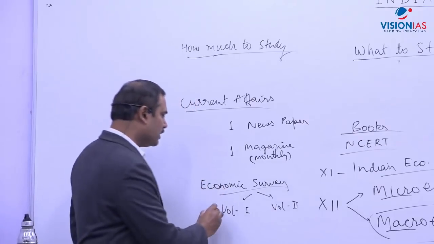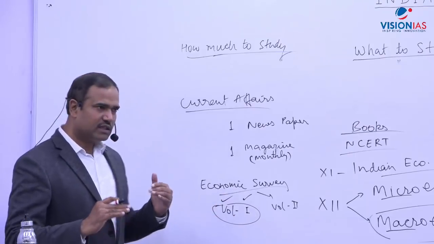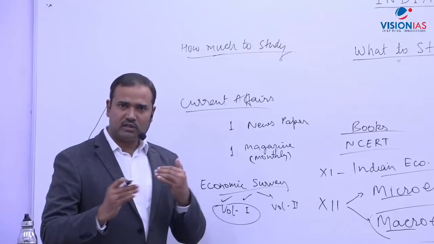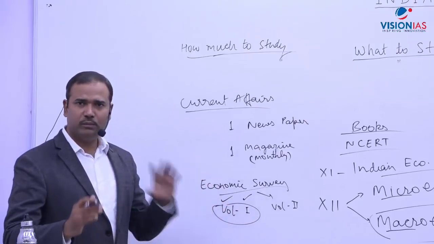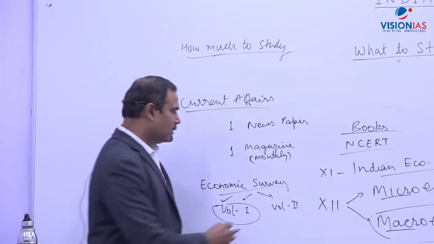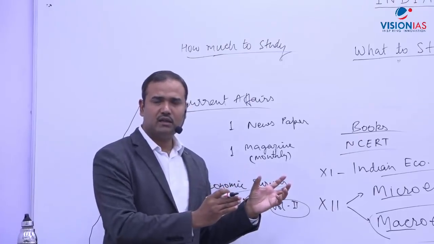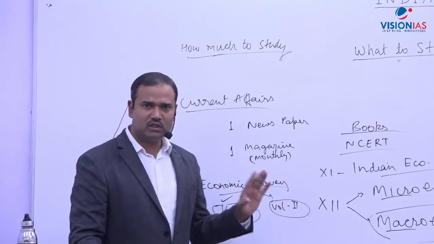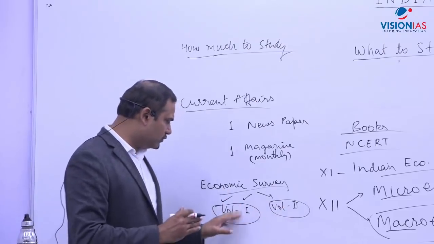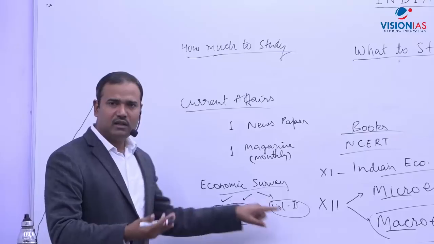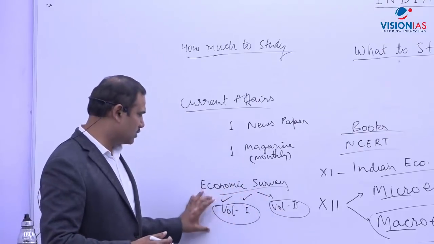Obviously volume 1 is much more important, especially for mains, because in volume 1 there is analysis based on research and it gives some suggestions. So this is analytical and more important from the mains point of view. In volume 2, there is mainly data of the Indian economy, some trends and analysis based only on that data. So this is less important from the mains point of view. For prelims also, volume 1 is relatively more important as compared to 2, but it is also important for prelims. For mains, this is most important.